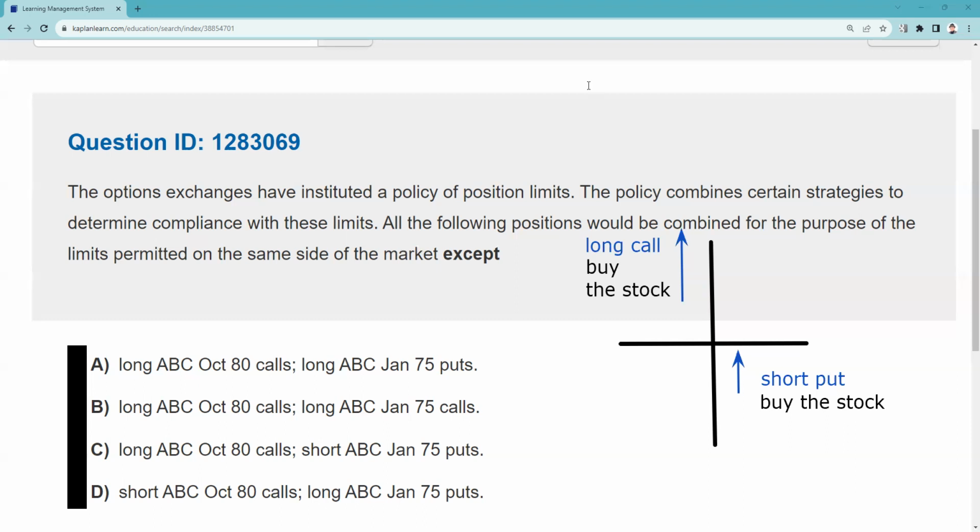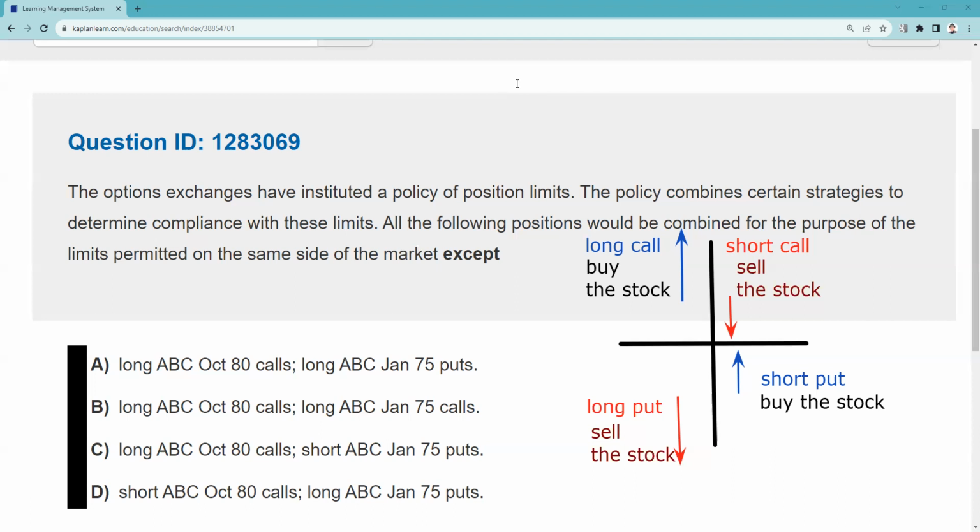And then the bearish or sell side would be short a call. You have an obligation to sell the stock. And long a put, you have a choice to sell the stock. So that is the bearish or sell side. When we say the bullish or buy side, we're talking about the stock, right? So we're not talking about whether you bought or sold the options. We're talking about what the option, the derivative, means in terms of exercise. So that's what we mean.